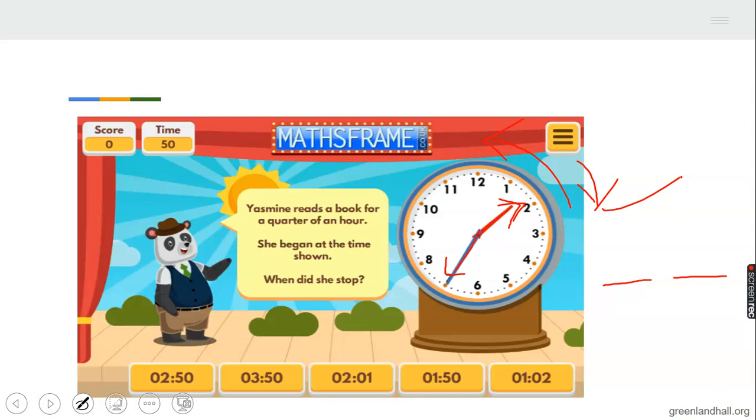So look at this time here. This is 1 and then this is 2. This short hand has passed 1, but it has not reached 2. So that means the hour is still 1. Is that taken? Until it gets to 2, it's not yet 2.